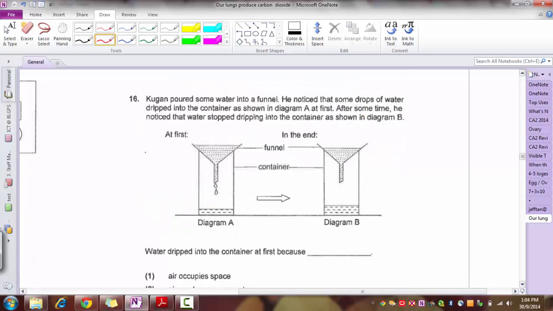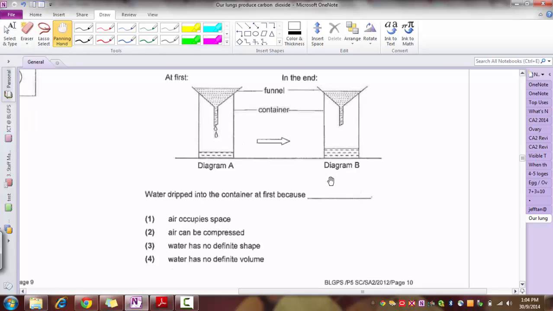Number 18, Keegan poured some water and then after a while he noticed it drips, and after that, it stops. How come? What happens? So basically the water dripped into the container. Now you notice that there's no space. The air cannot escape. So if air cannot escape, water cannot go in because air occupies space.